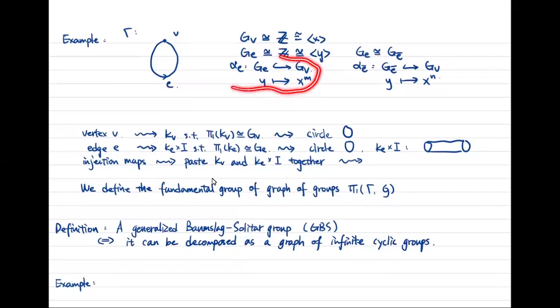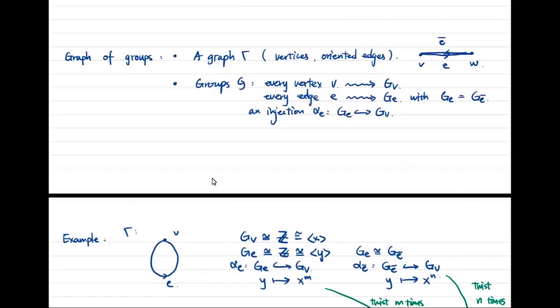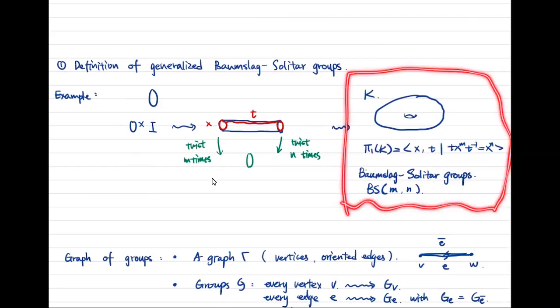So what do these two injection maps do? These two injection maps tell us how to glue this KV and this cylinder together. In this example, this injection map means that we twist this circle m times. And this injection map here means that we twist this circle n times. And then we glue this cylinder together. After that, we get the topological space K. And as we can see, this topological space is just our topological space here, because this is how we glue these two things together.